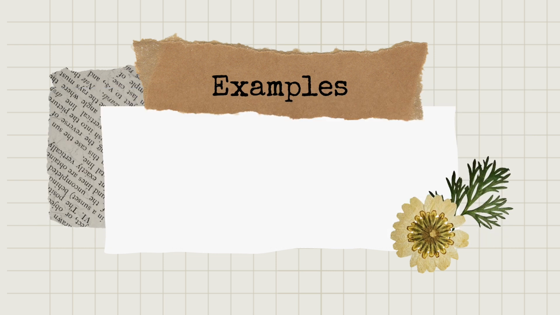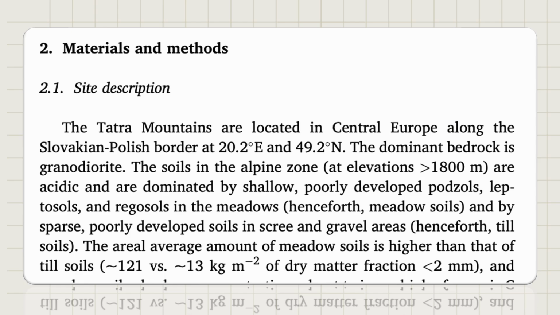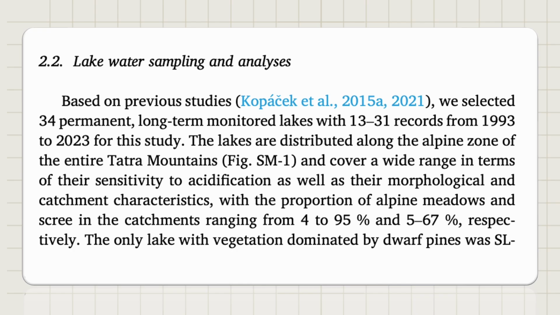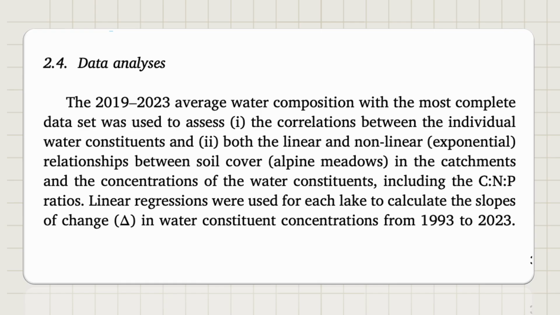The second and third examples are from research studies, and I'm presenting these 2 study articles to illustrate how you can explain if you did laboratory work or fieldwork. So the first one is from a fieldwork. They had a site description, which is very important, where the samples were collected from. Then lake water sampling and analysis, since they used lake water. Then they have climatic data and precipitation composition, and obviously the data analysis.